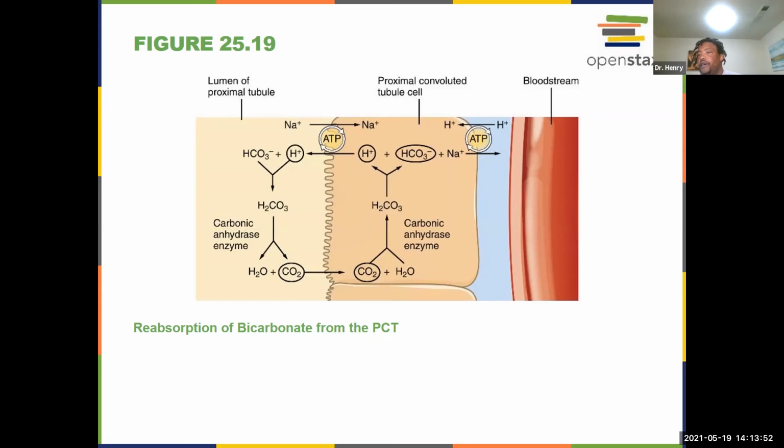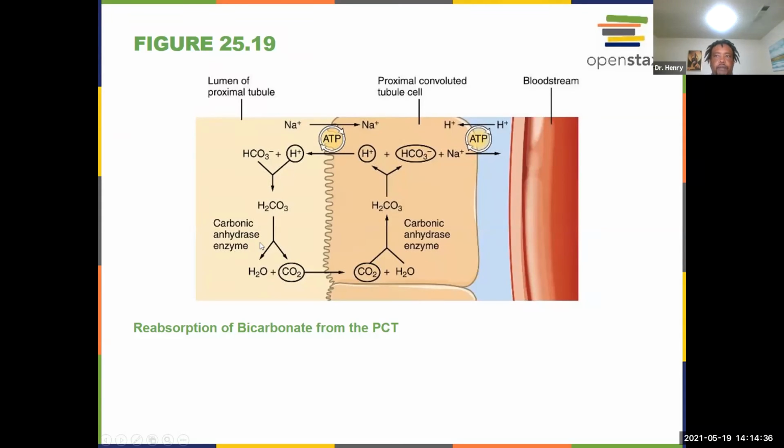So if we look at the reabsorption of bicarbonate, in the lumen you're going to basically have bicarbonate, but you're getting that hydrogen ion being secreted back into the lumen. And so that bicarbonate is going to interact with the hydrogen ion, and it's going to form carbonic acid. Carbonic acid is an unstable acid, and although it happens pretty fast in real life, it separates and makes water and carbon dioxide.